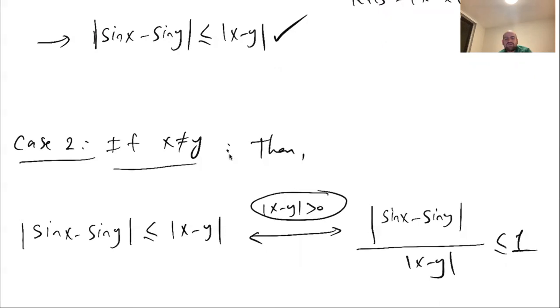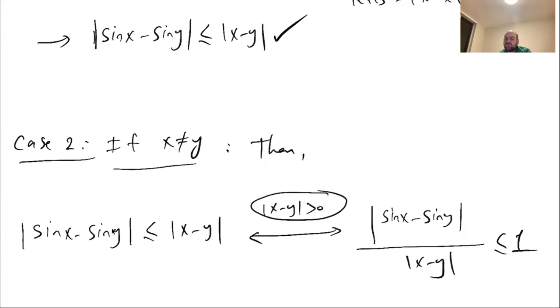But if I want to divide by this number, it's not allowed to be 0. But if x is not equal to y, which is what I'm assuming in case 2, x minus y will be not 0. So in absolute value it will be not 0 either. And therefore, it will be positive, because remember that the absolute value of x minus y must be bigger than or equal to 0. And if it's not equal to 0, then it must be bigger than 0. So the absolute value of x minus y will be bigger than 0.